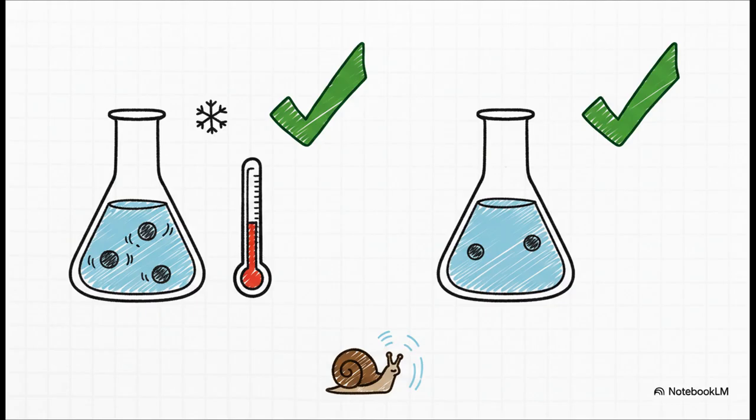It all comes down to collision theory, right? If you cool things down, the particles move slower, so they collide less often. And if you lower the concentration, there are just fewer acid particles around to collide with the zinc in the first place. Both lead to a slower reaction.